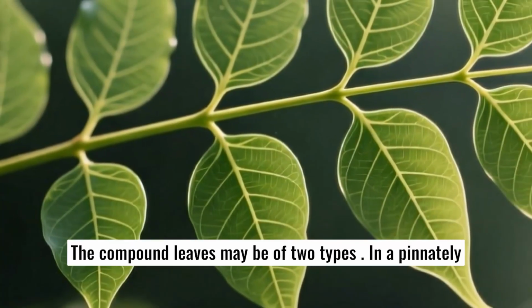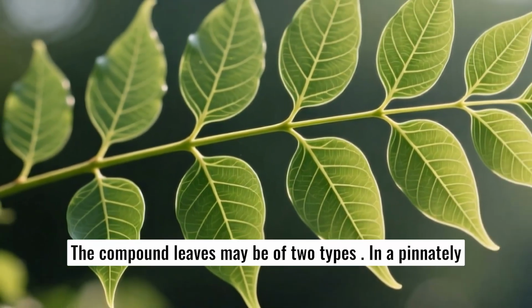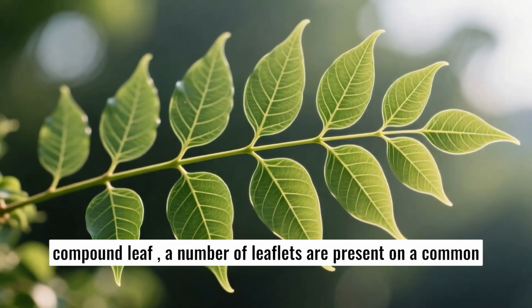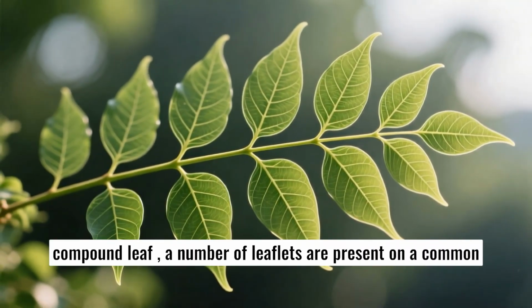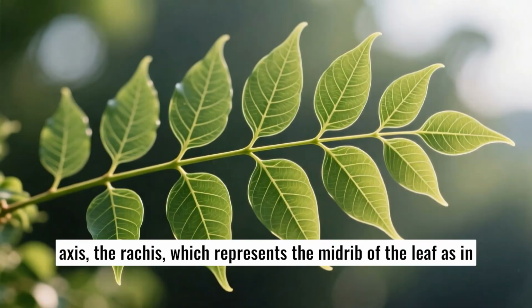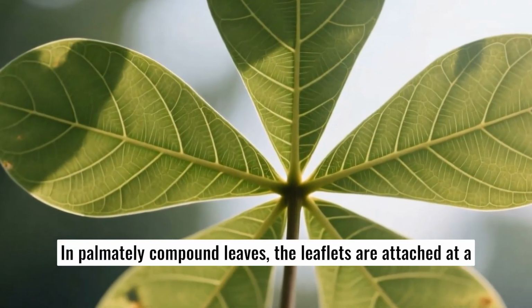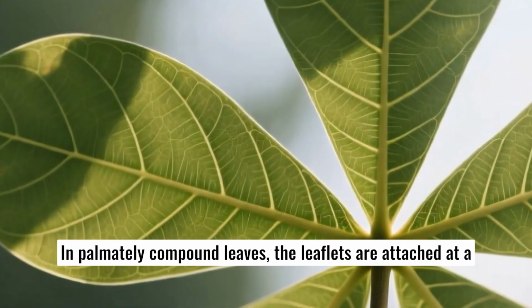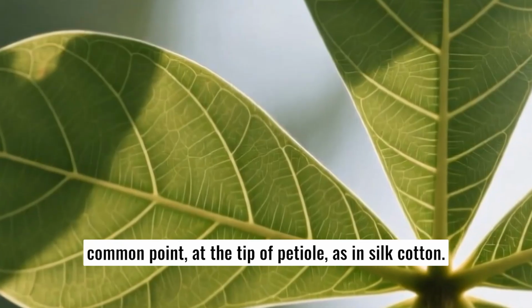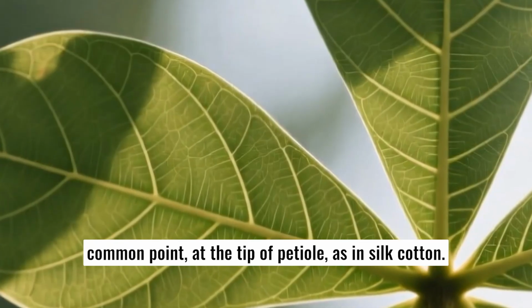The compound leaves may be of two types. In a pinnately compound leaf, a number of leaflets are present on a common axis, the rachis, which represents the midrib of the leaf, as in neem. In palmately compound leaves, the leaflets are attached at a common point, at the tip of petiole, as in silk cotton.